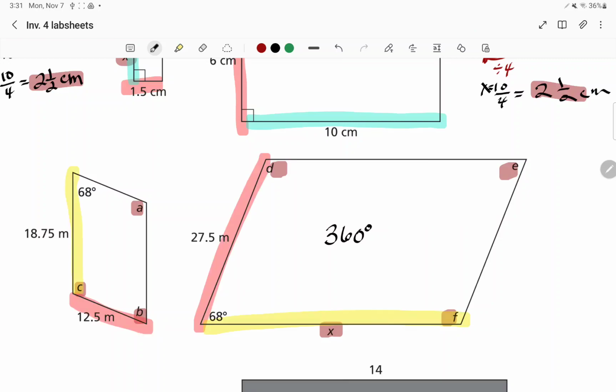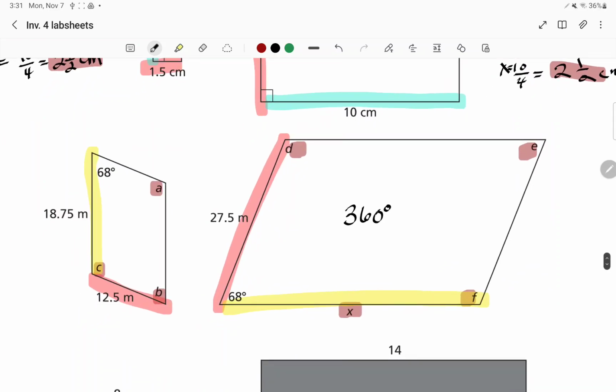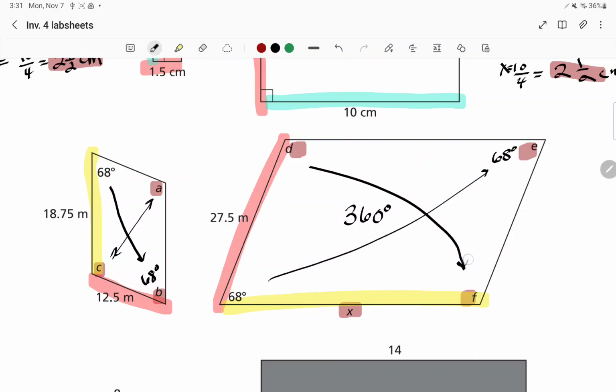Okay, so let's take a look at this. Let's figure out the angles first, because I think that's the easiest. Now, if you have parallelograms, you should know that opposite angles, angles that are across from each other, are the same. So that means that this is 68 degrees as well, and this over here is 68 degrees. Now we need to figure out what these opposite angles are here, and what these opposite angles are here.